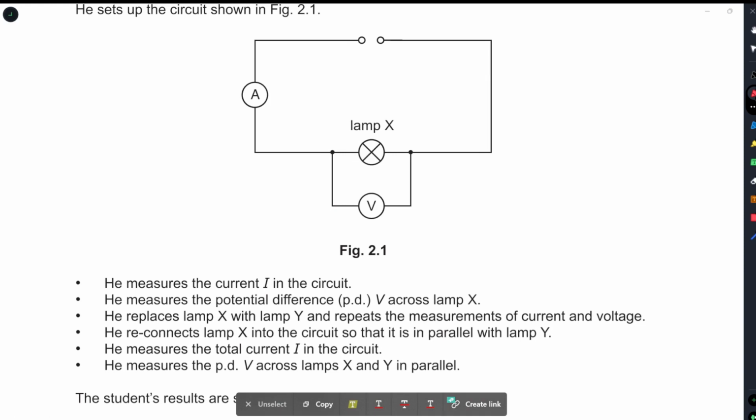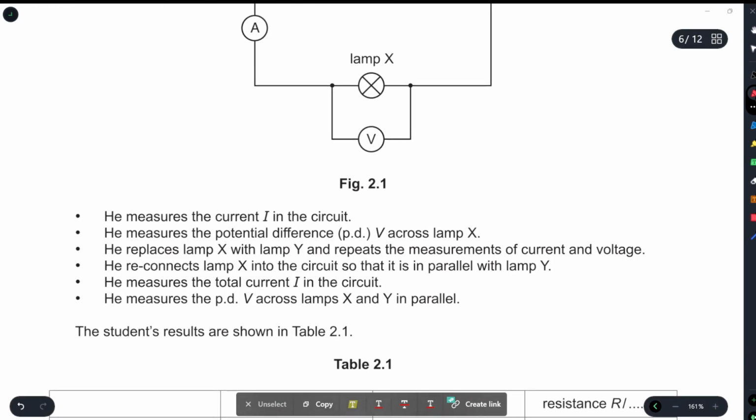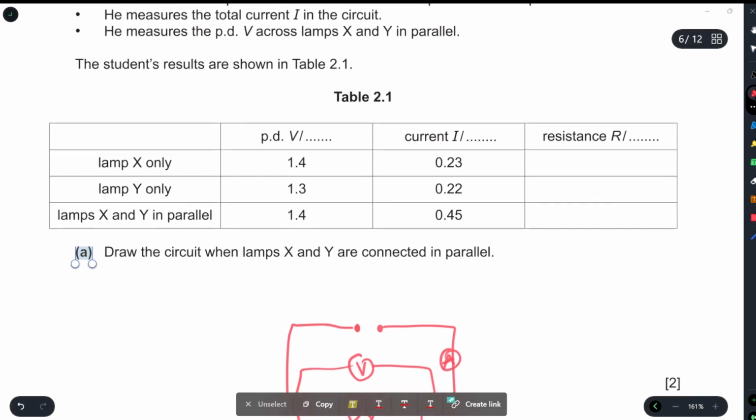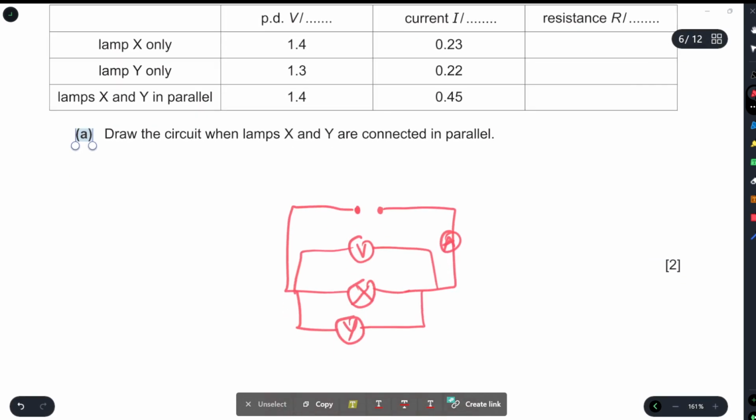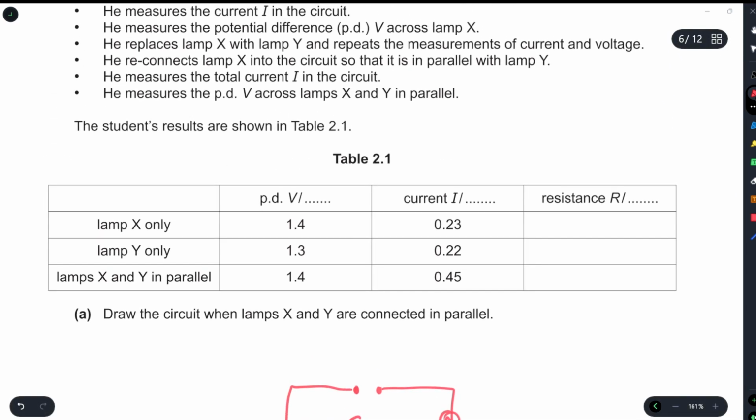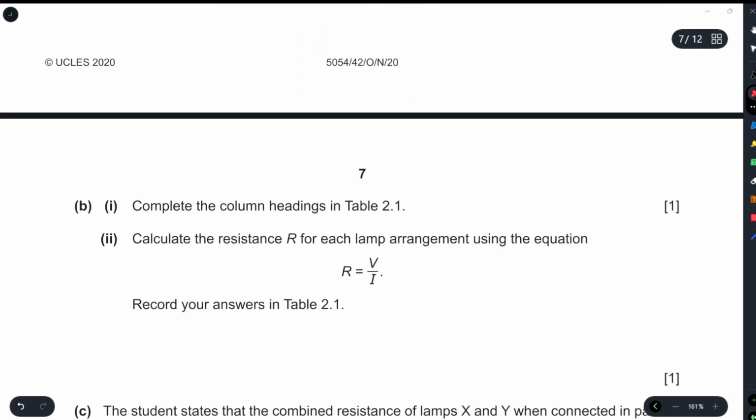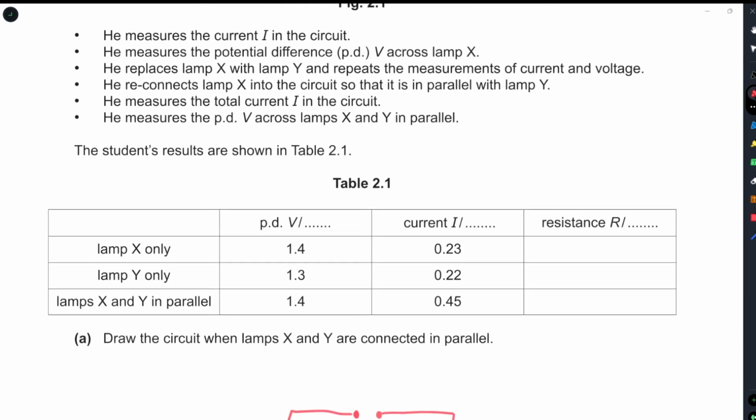So that's something that you can do. सही है. तो voltmeter वगैरह जो है वो भी बना दें, because if it's 2 marks तो I doubt के सिर्फ पैरेलल शो करने के जो है वो आपको 2 मार्क्स मिलेंगे. Complete the column headings, calculate the resistance, complete the headings, potential difference. The symbol is V, the unit is also V. The symbol for current is I, the unit is amperes, and the symbol for resistance is R, the unit is ohms.